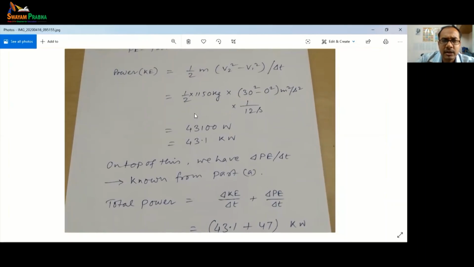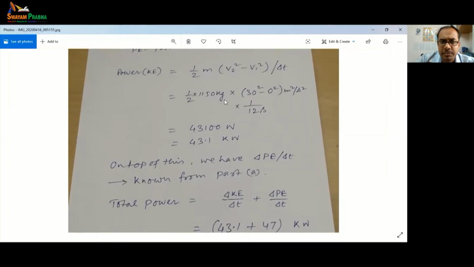Again, everything is given here. The mass is 1150 kg and the v2 is 30 meter per second. 30 square minus 0 square, that means it starts from rest, and the unit will be meter square per second square, and divided by 12 seconds. That's the time period. So if you do this calculation, you will find it will be 43100 watt, and convert it to kilowatt to be 43.1 kilowatt. So this is the total power to accomplish the change in kinetic energy in 12 seconds.